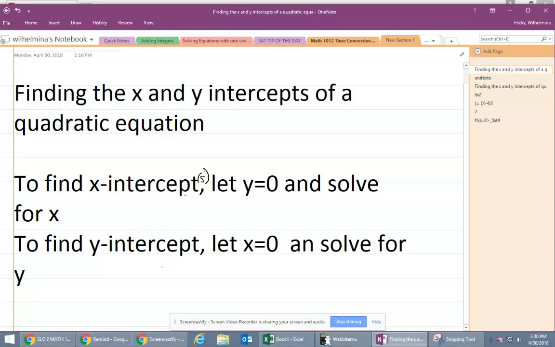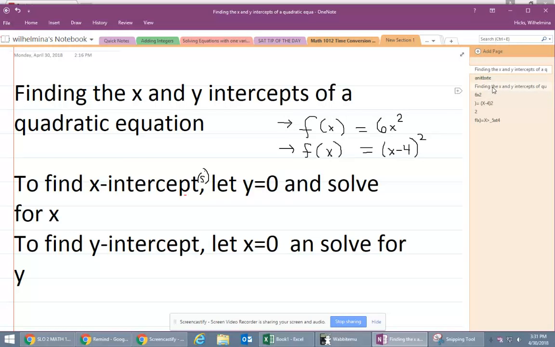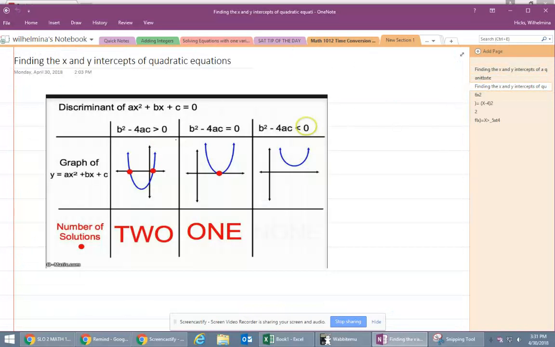We talked about if you have a function like so, and we talked about how this would just have one x-intercept because we look at the discriminant, and we also talked about the x-intercepts of this type of function. Both of these would have just one x-intercept, and we know that because of the discriminant.